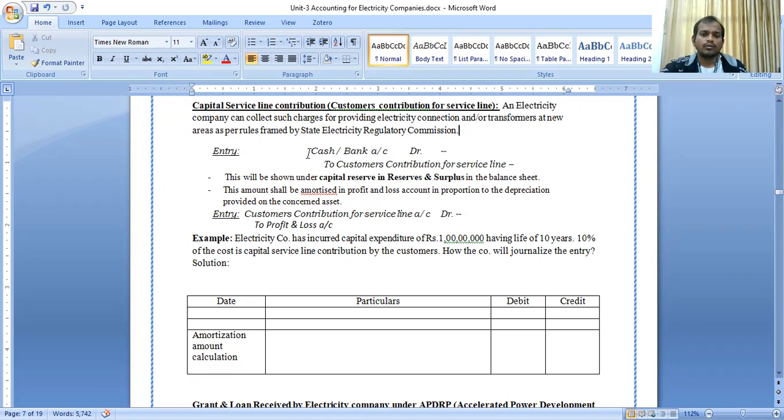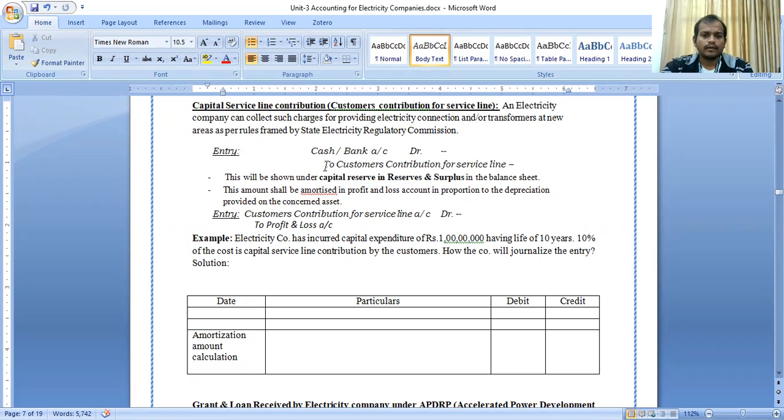So how to deal with this customer contribution for service line? Whenever we receive cash or bank from the customer, we pass the journal entry: cash account or bank account debit to customer contribution for service line. This will be shown under capital reserve in reserves and surplus. What amount do we have to show? This is not the exact amount. This amount shall be amortized in the profit and loss account in the proportion of the depreciation provided on the concerned asset.